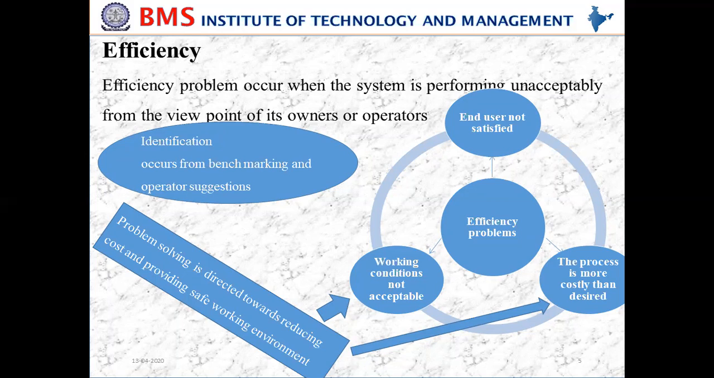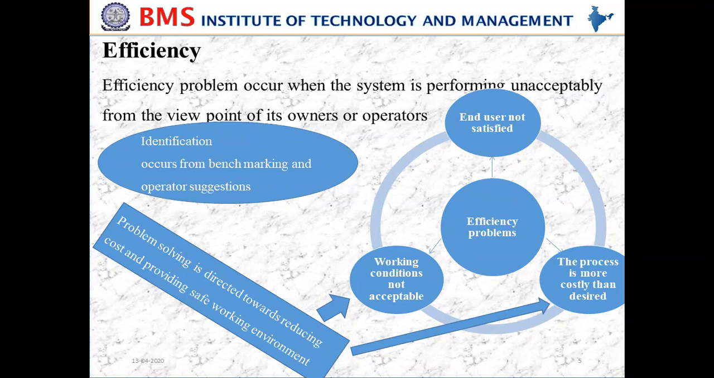The process is more costly than desired. Say, for example, the process is incurring more cost than you have set, so it is more costly than desired. That is also one kind of efficiency problem. So how can these problems be solved?